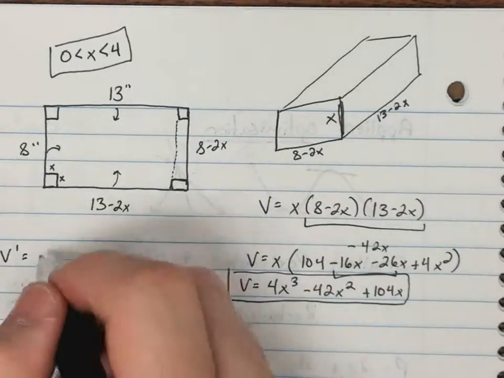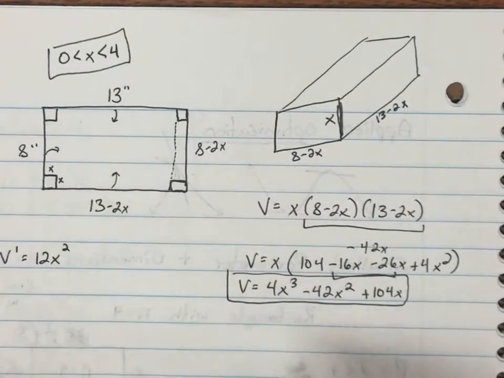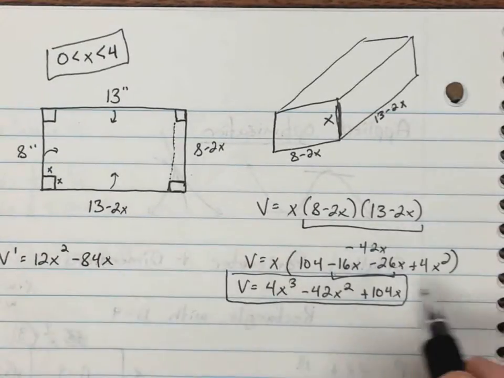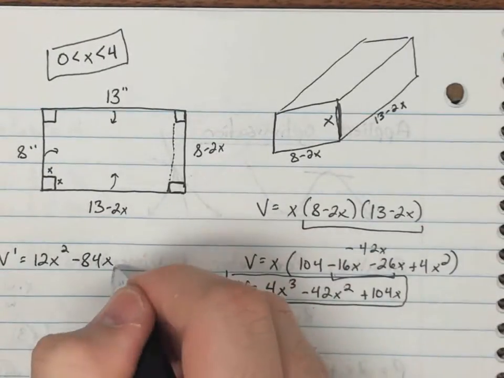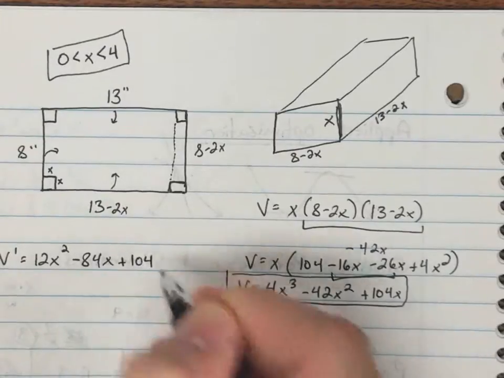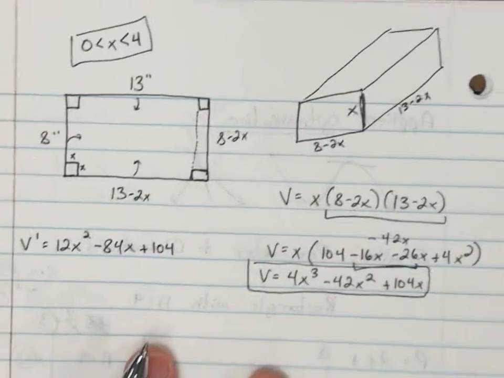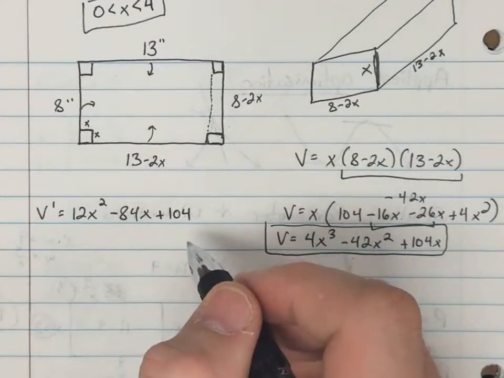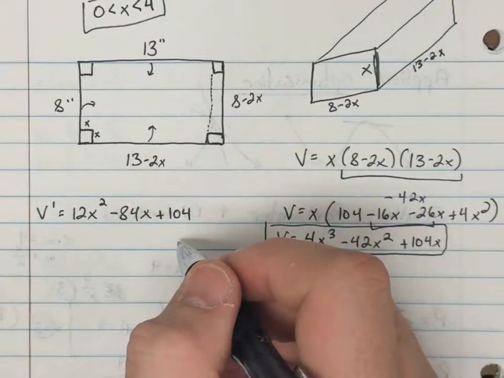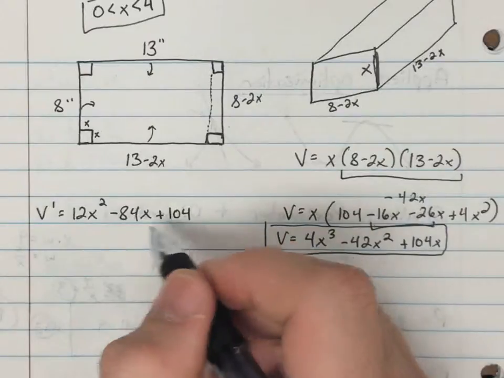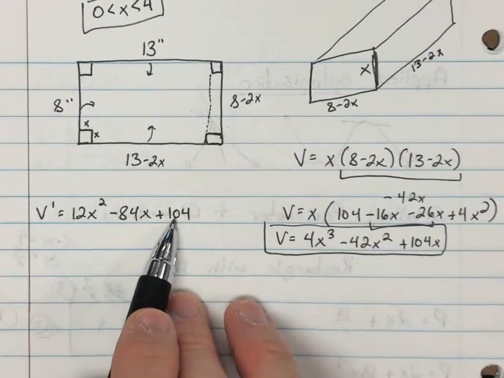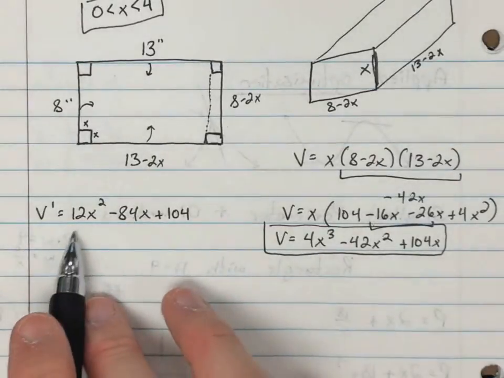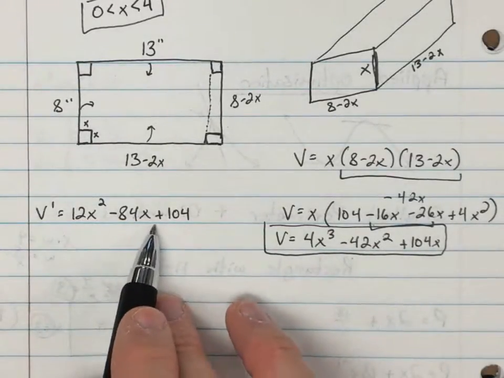Move the 3 down front, multiply, take 1 away. Same thing here, negative 84x. And 1 times 104 is a positive 104. So there's your v prime. Anywhere it's undefined or anywhere it's 0 is where your critical values occur. This cannot be undefined. There's no fractions, there's no square roots, there's no tangents, there's no anything like that to force undefined here.